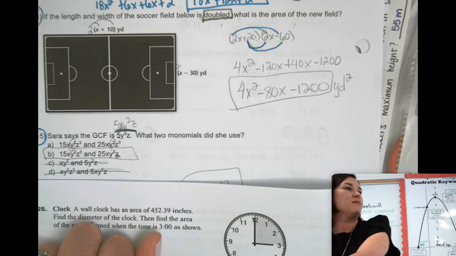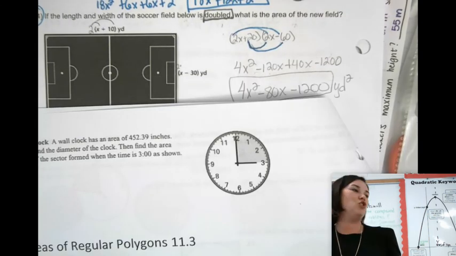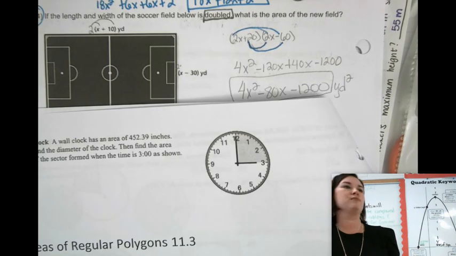Questions on 15. Alrighty, what I want you to do is I want you to try 16 on your own. Can you come up with a GCF for 16 on your own?